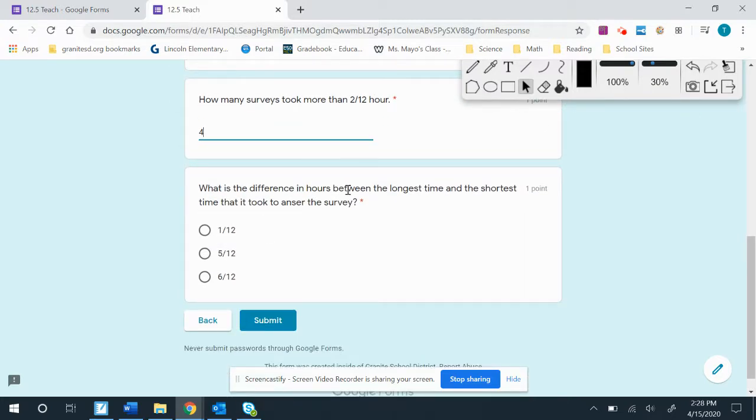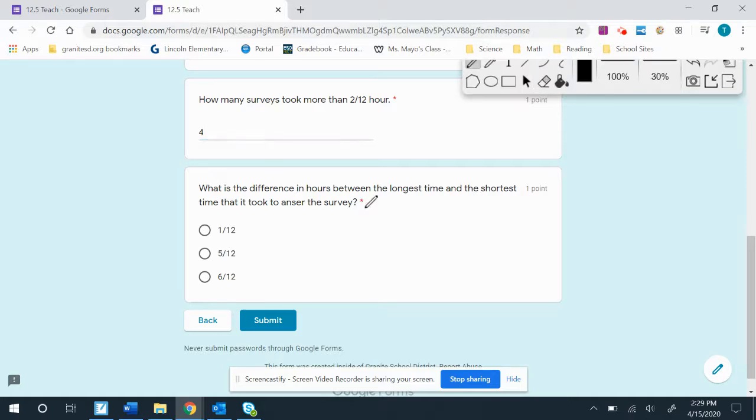What is the difference in hours between the longest time and the shortest time that it took to answer the survey? Well, what do I need to do? The difference. That tells me right there, I need to be subtracting. Go ahead and subtract the shortest time from the longest time. Let's see how you did.